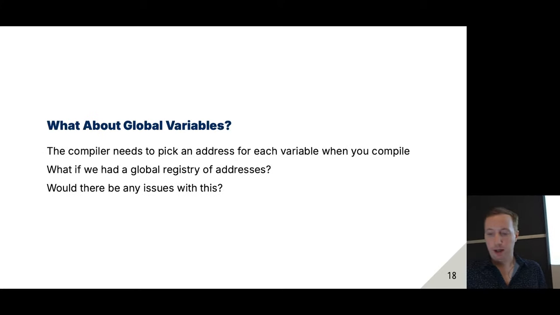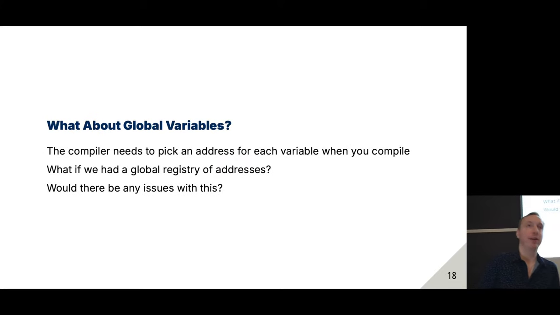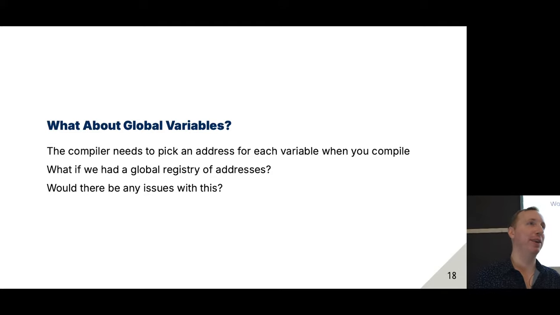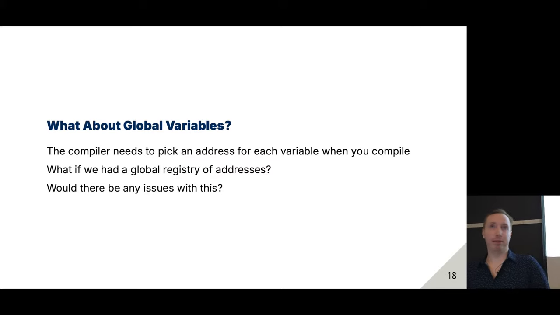So for global variables, how they actually work is the compiler doesn't actually do anything that tricky. All it does is pick a random memory address for your global variables, and the only thing the compiler does is make sure that whatever it picks is just consistent. So it just picks a random memory address for a global variable when you compile, and that's it.